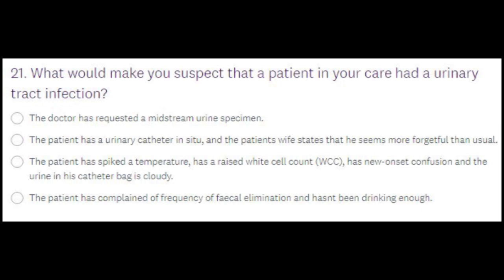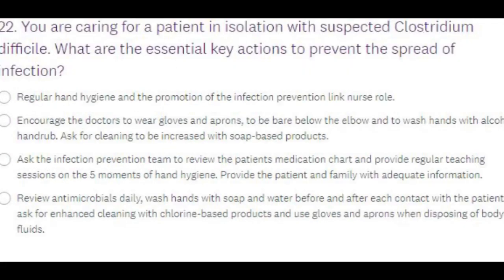Option C is the right choice, that is, the patient has a spiked temperature, has a raised WCC, has new onset confusion, and the urine in his catheter bag is cloudy. Question number 22. You are caring for a patient in isolation with suspected C.